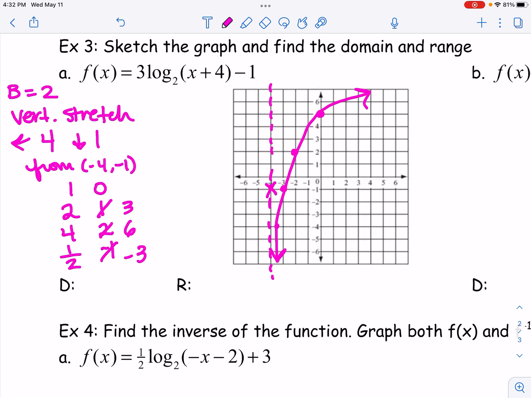Domain, the leftmost point, is going to be from negative 4 all the way to infinity. So the shift left or right is going to affect your domain. Range will always be negative infinity to positive infinity. Remember, the domain and the range got switched from exponentials. If the domain of an exponential was always negative infinity to positive infinity, then the range of a log will always be negative infinity to positive infinity.